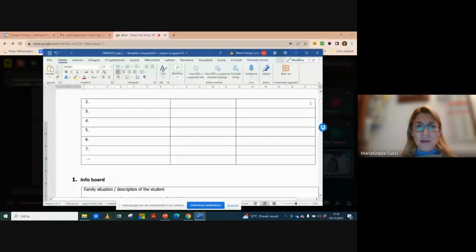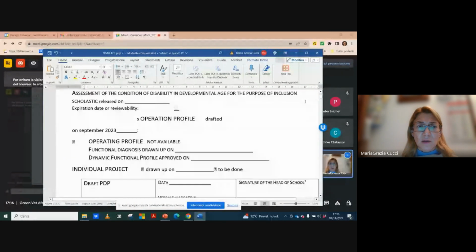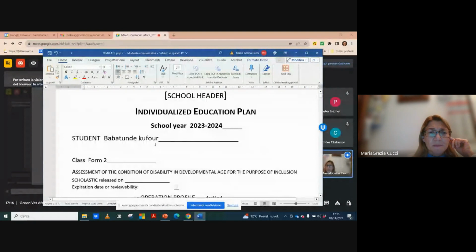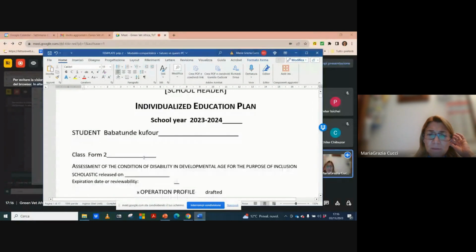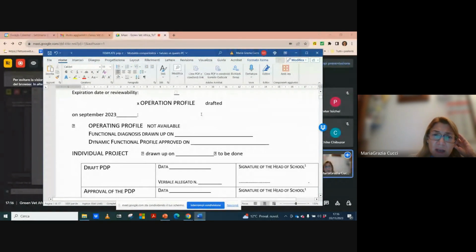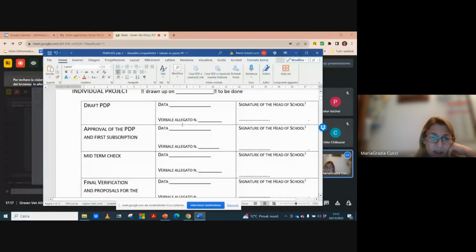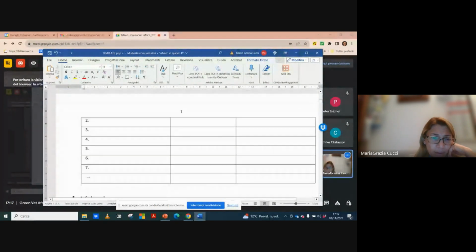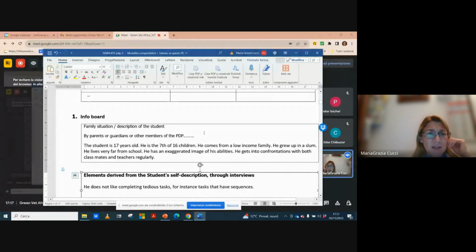So we are thinking about a specific student who is attending Form 2. He has an operational profile which was drafted in September 2023. About the description, the student is 17 years old. He is the seventh of 16 children. He comes from a low-income family.